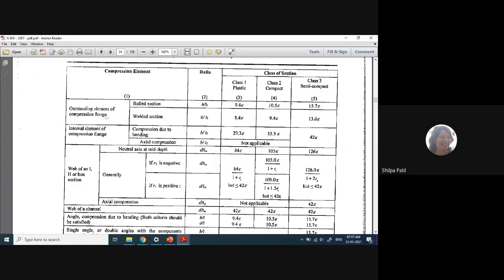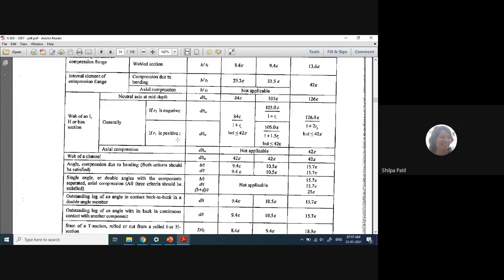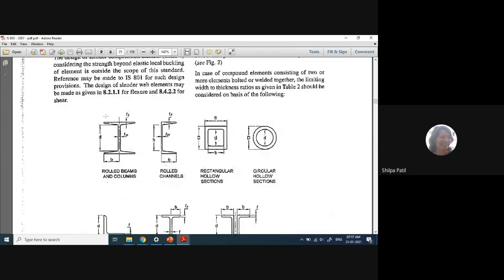Okay, unstiffened elements are called outstanding elements, stiffened elements are called internal elements. So if I go to this diagram of the I section, we know there are two flanges, top and bottom. Any flange will be in compression depending upon how we are applying a load. If a section is used as a beam and a load is acting vertically downward, the top flange will be in compression and the bottom flange will be in tension.